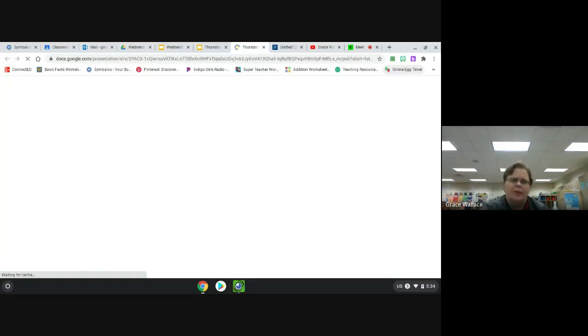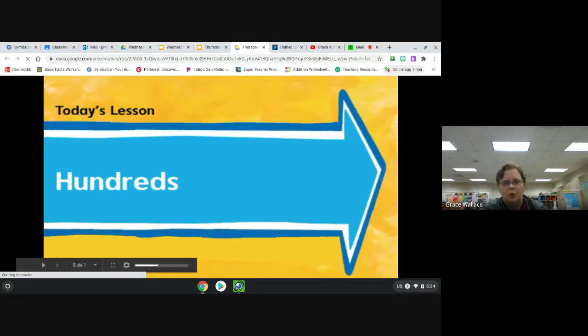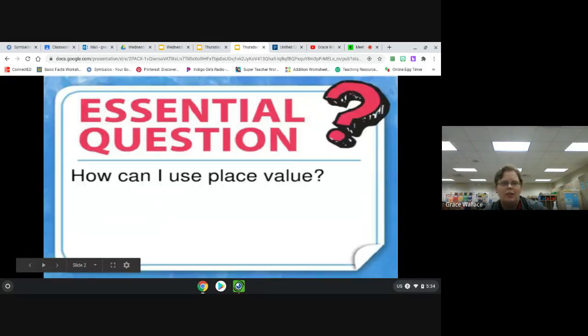Might not go over the whole thing, but I'll get us started so you have a good idea of how to think through this tomorrow. So we're going to start talking about place value. And the way we're going to do that is we're going to start in our hundreds place. So our essential question is, how can I use place value?